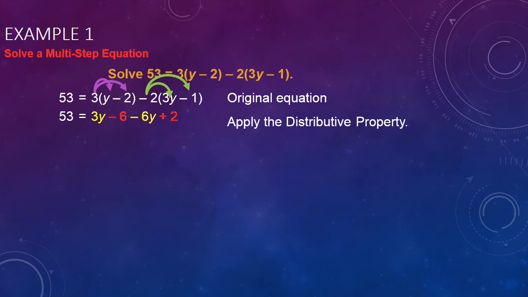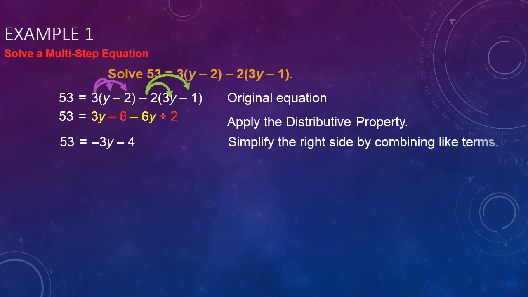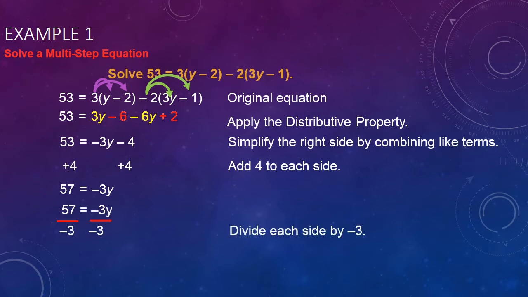I notice that I have some common terms that I can combine to simplify the right side of my equation. So I'm left with the result of 53 is equal to negative 3y minus 4. Now I'm going to add 4 to each side of the equal sign, and I get a result of 57 equals negative 3y. Then I divide both sides of my equal sign by negative 3. My final answer, negative 19 is equal to y.